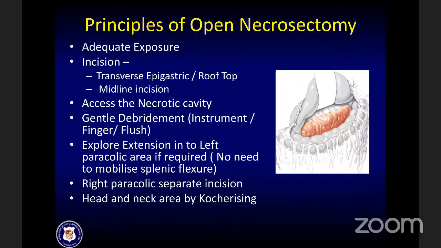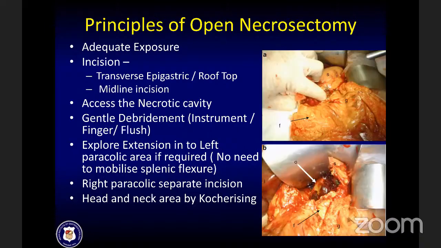The principles of open necrosectomy is, of course, adequate exposure. Incision is either a transverse epigastric or a rooftop. This is more comfortable than a midline incision, because these patients might have poor wound healing, and hernia is a big problem. So a transverse epigastric or a rooftop is what we normally use, and access the necrotic cavity.